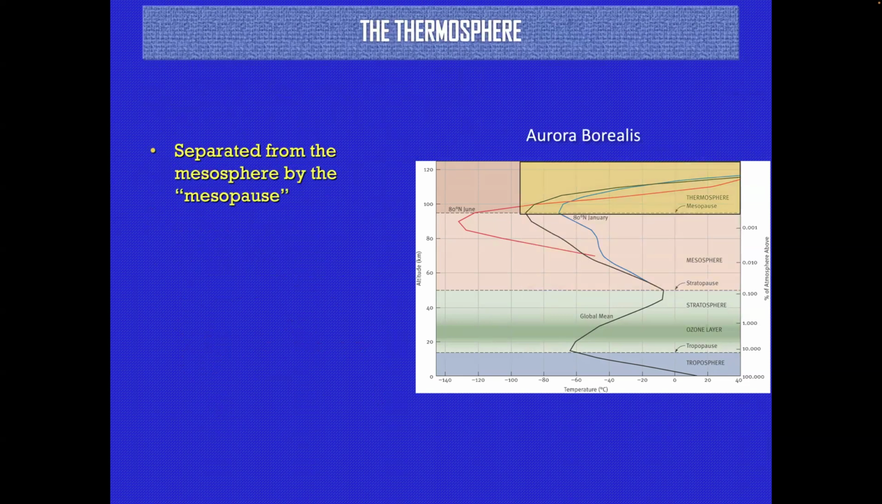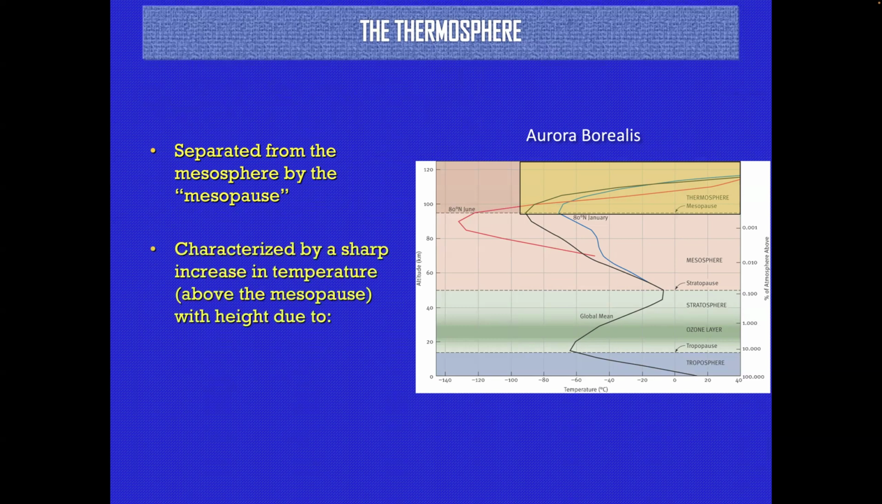And then the thermosphere, this is where you see things like the aurora borealis, the northern lights, those beautiful dancing green, red, and pink streamers of light that you have to go far north into Canada and Greenland and Northern Europe to see.